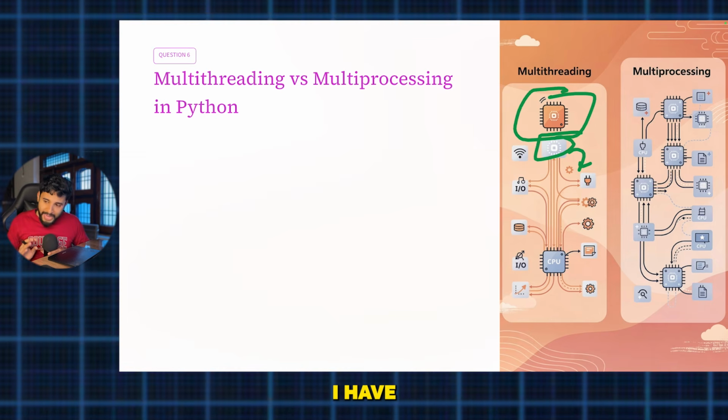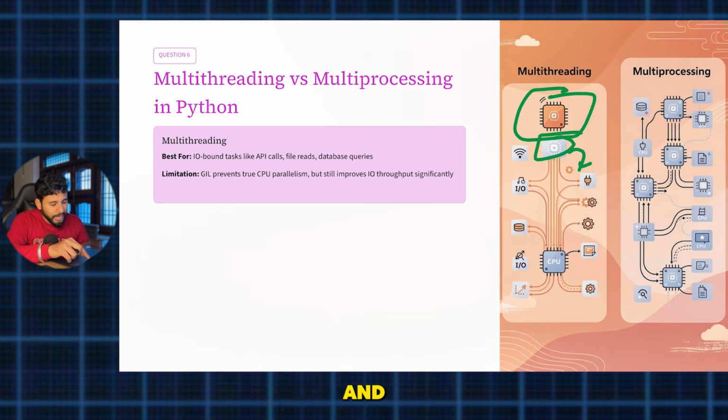Multiprocessing is when I have 1 building, 2 buildings, 3 buildings. Five workers can work on three different tasks in parallel. That is called multiprocessing, where different processes can work. Okay, that is the difference between multiprocessing and multi-threading.